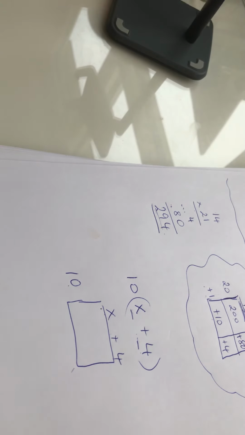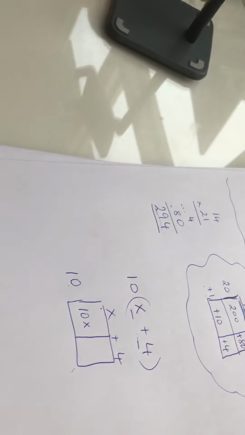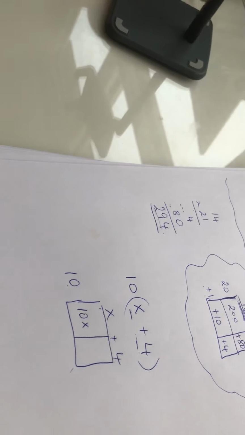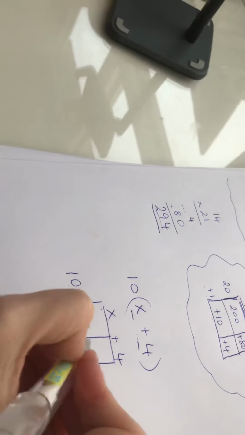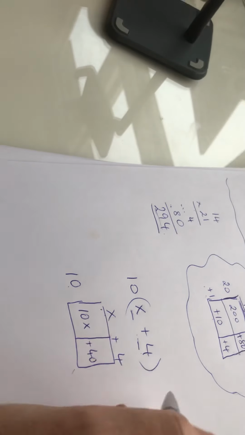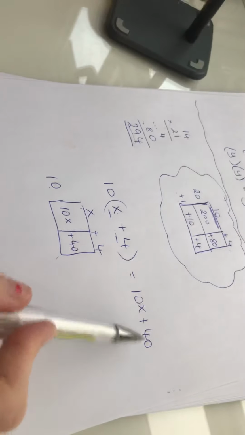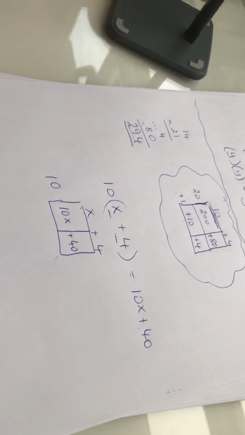Well, what happens when you multiply 10 by any number? You end up with 10 times that number. And what happens when you multiply 10 by 4? You end up with 10 times that number, which we can actually work out to be 40. So if you multiply these two things, you end up with 10x plus 40. Are you able to add things in algebra that are different? No, you're not. So that's as far as we can get.